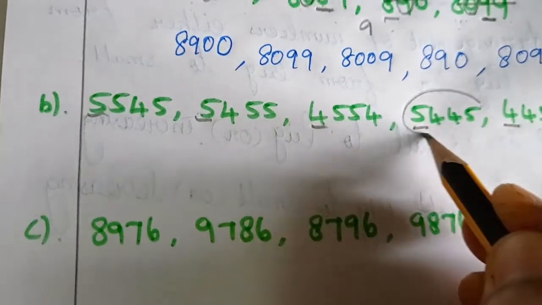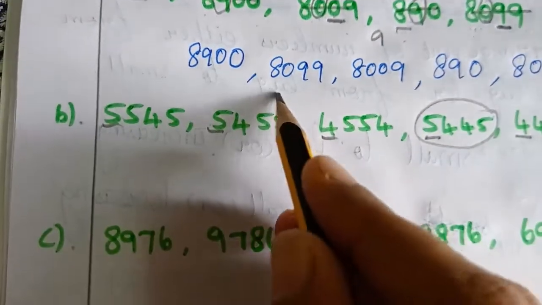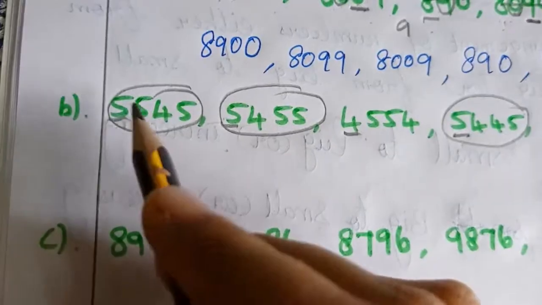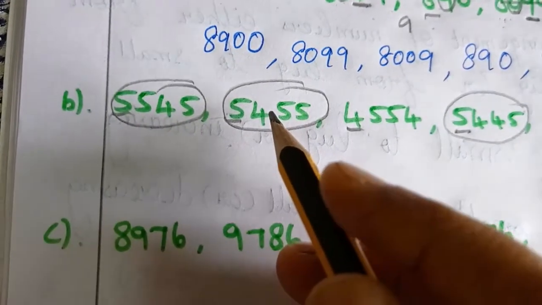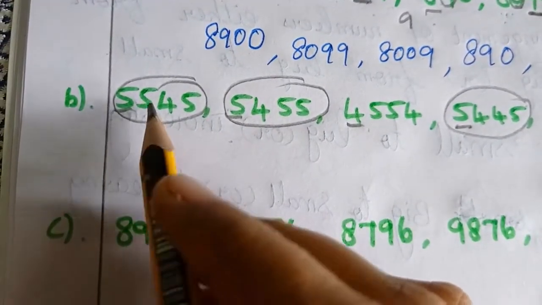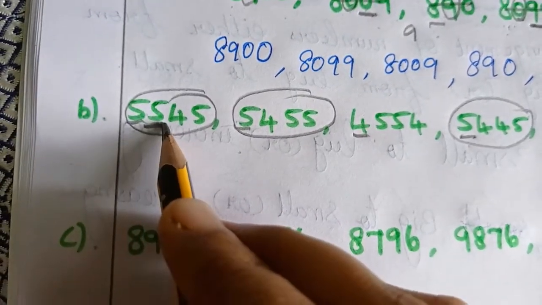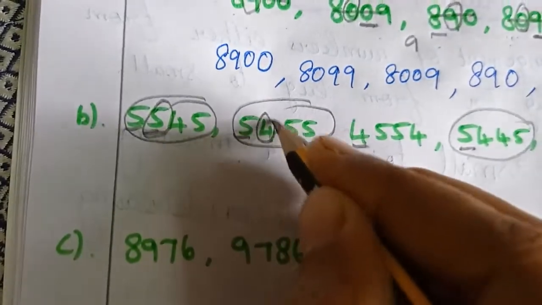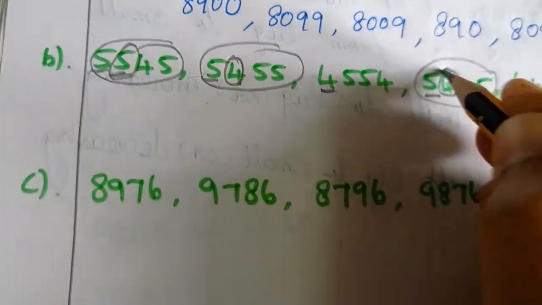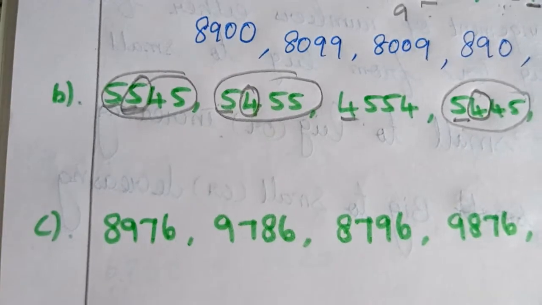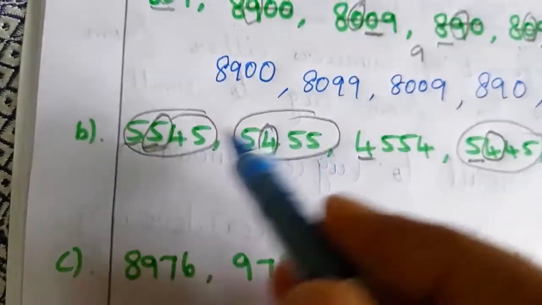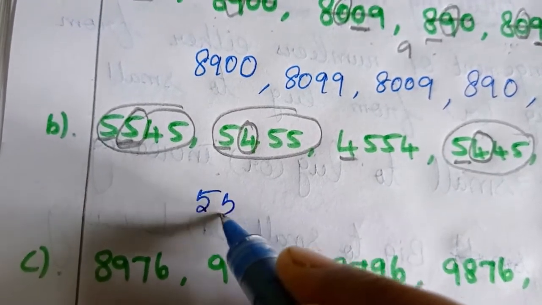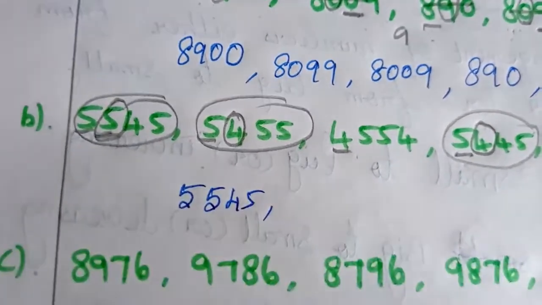Okay, but here starting from 5 there are 3 numbers. First, second and third. So what do you want to do next? Check their 100 place value. The first number, the 100 place value is 5, second number, the 100 place value is 4, and this number, the 100 place value is 4. So which one is greater, 4 or 5? Yeah, 5 is greater, so you can write 5545.